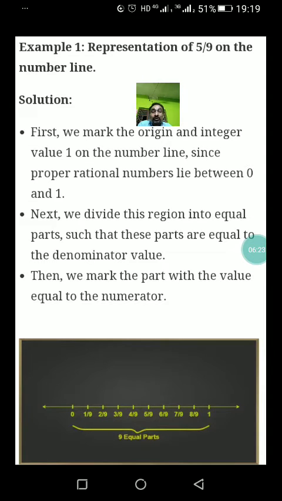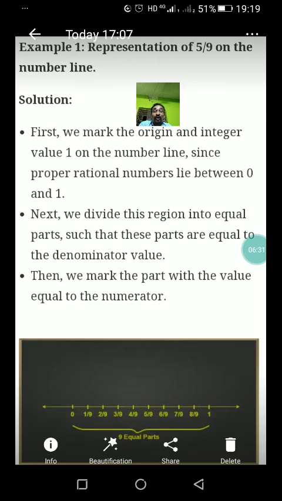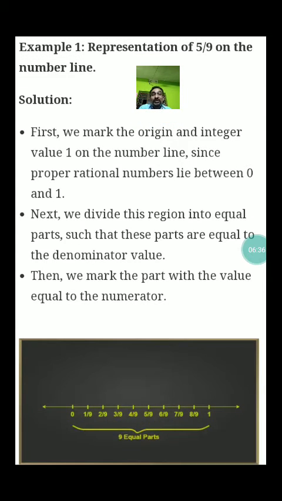What will we do? First, we mark the origin and integer value 1 on the number line. Since a proper rational number lies between 0 and 1, next we divide this region into equal parts such that these parts are equal to the denominator value. Then we mark the part with the value equal to the numerator.